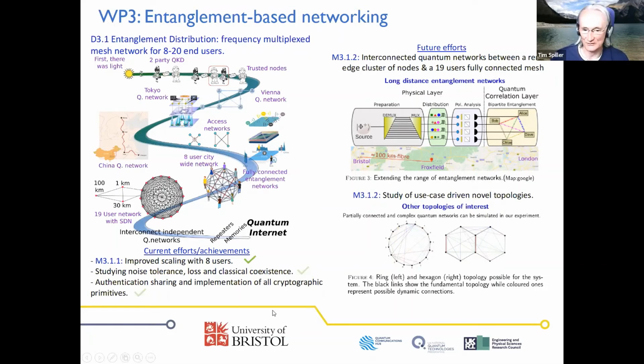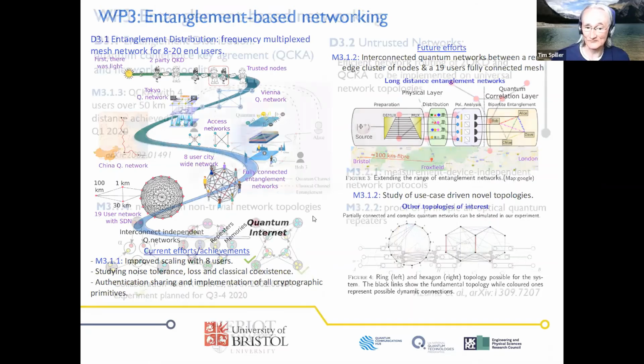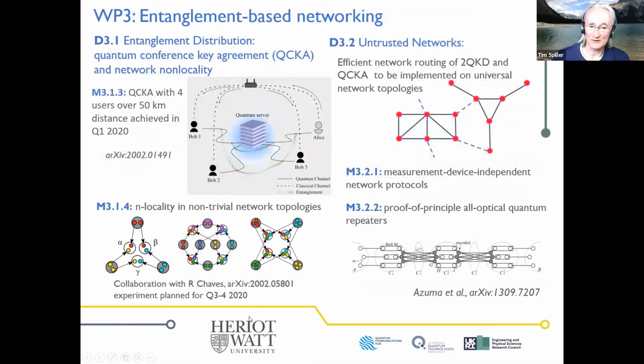So this is University of Bristol work. Heriot-Watt are also going to be looking at related work on entanglement distribution, and in fact sharing out keys over multiple users, so quantum conference key agreement. That's again already been achieved within the hub with 4 users.